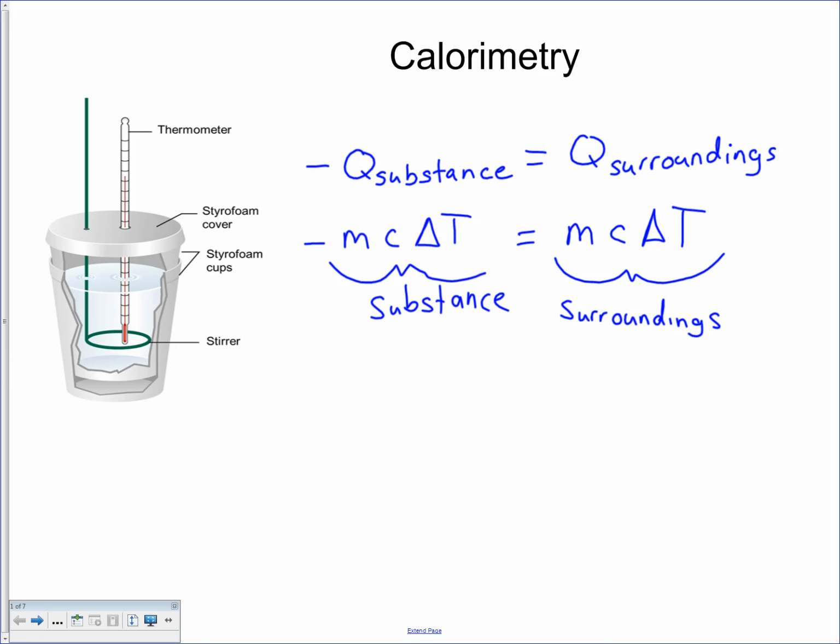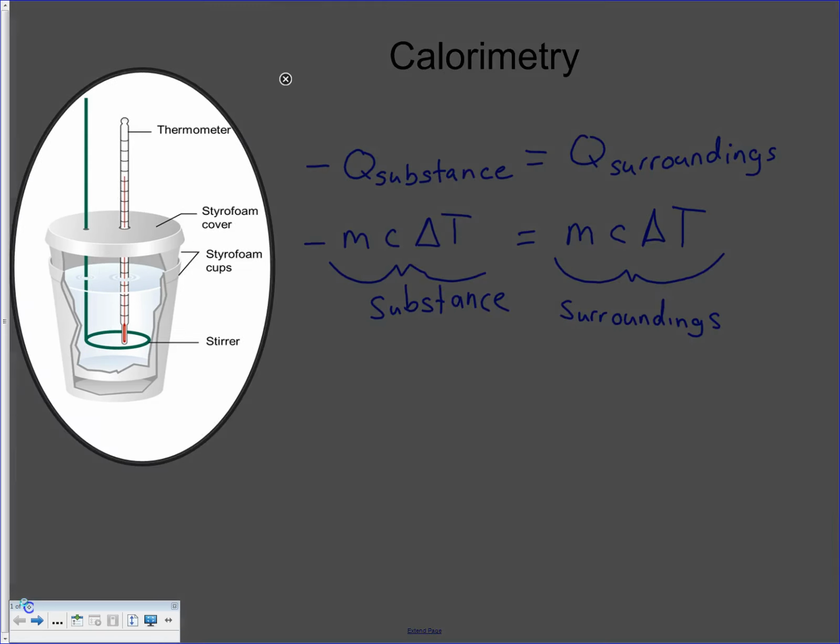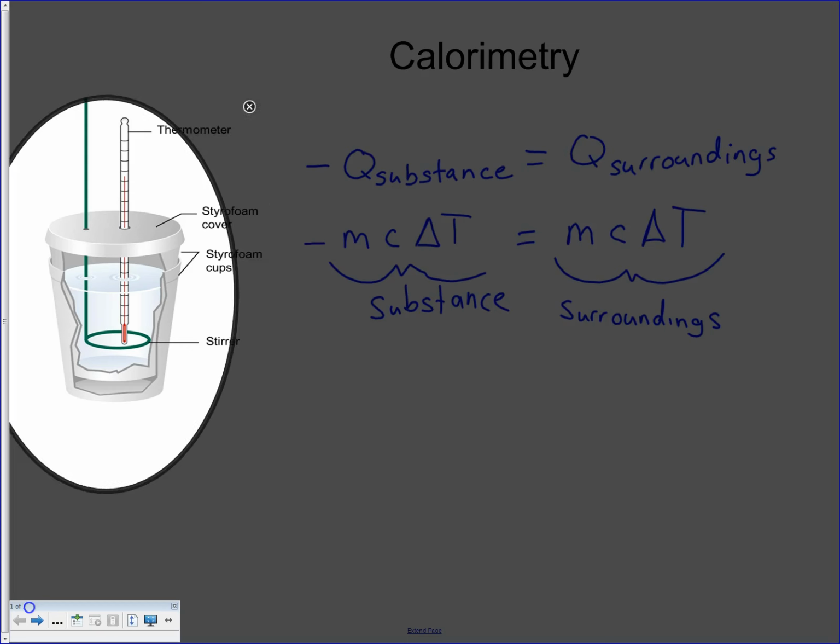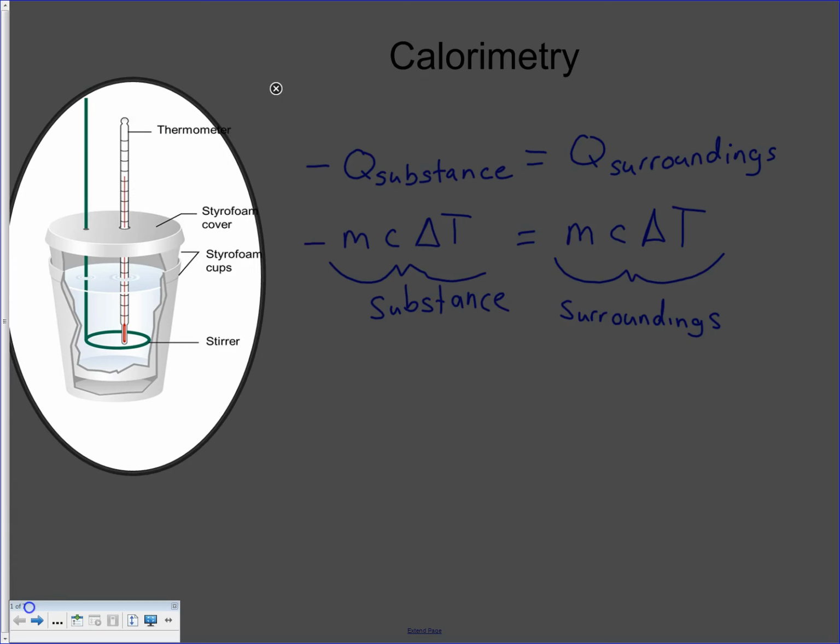And so what we use is this device, which is called a calorimeter, which is displayed over here. In its most basic form, it has some styrofoam cups on the outside. Those are meant as insulators to make sure that no heat gets in or out. And then it has a lid to keep things in. And so what you'll do is take a substance and stick it inside of this calorimeter.